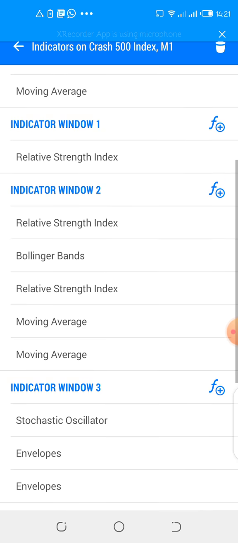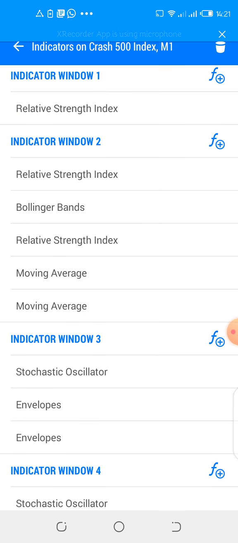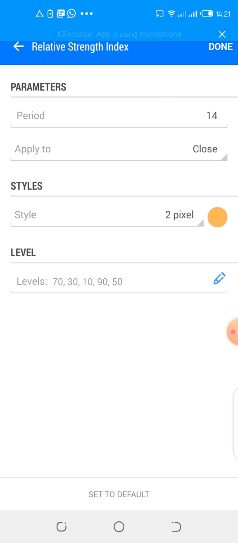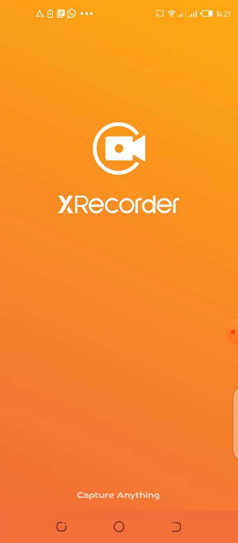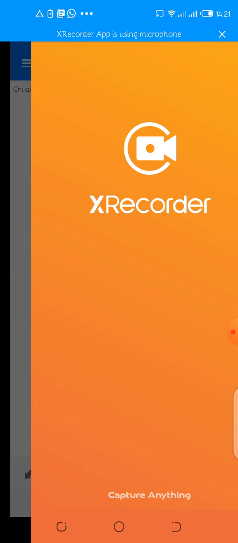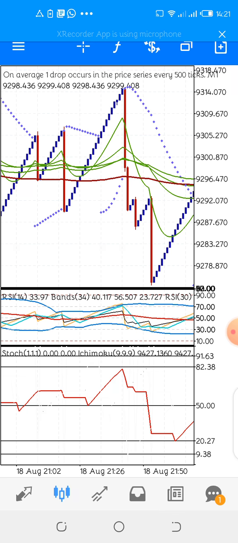And then the second window is the TDI. I'm not going to cover the settings of the TDI now because you have them in the platform.